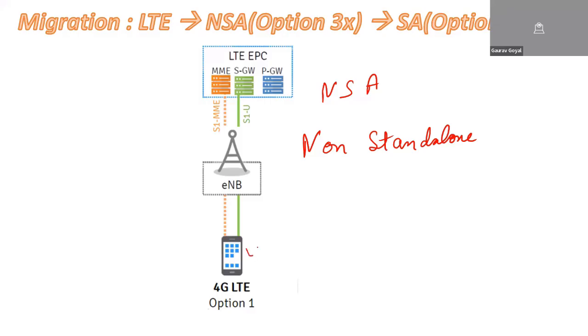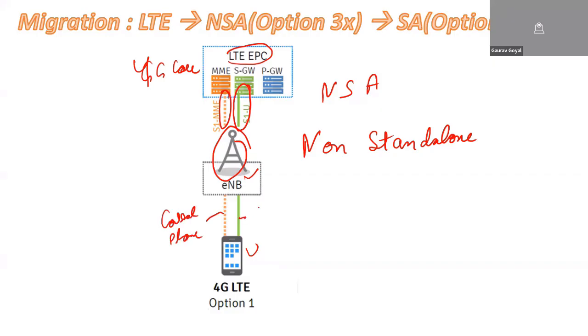We have UE, we have eNodeB, and eNodeB is connected to the LTE EPC, or you can say 4G core, right? So here you can see that eNodeB is the master because it controls control signaling as well as data signaling between EPC and the eNodeB. And here also these dotted lines are control plane, and these dark lines or green lines are the user plane, right? It's quite simple. So end to end LTE, right?